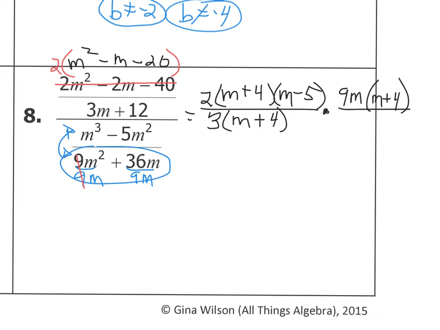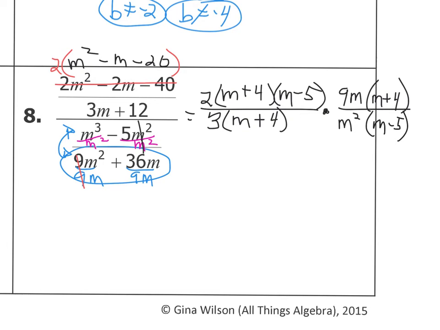And then over here, these have an m squared in common. So I'm going to divide each of these by an m squared, right? And don't forget that that m squared has to come out in front of parentheses. So here, m cubed divided by m squared is just m. And then these are going to cancel, right? So I'm left with just a minus 5. Okay, so there's my keep, change, flip.